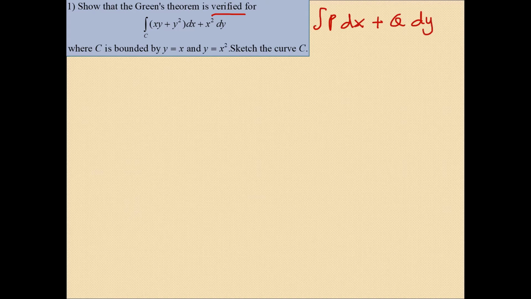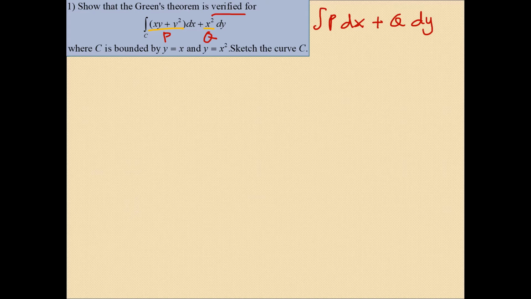Okay, the left hand side is P dx plus Q dy. So you can see here, the xy plus y squared is the P, and then the x squared is Q. Now start sketching the curve.